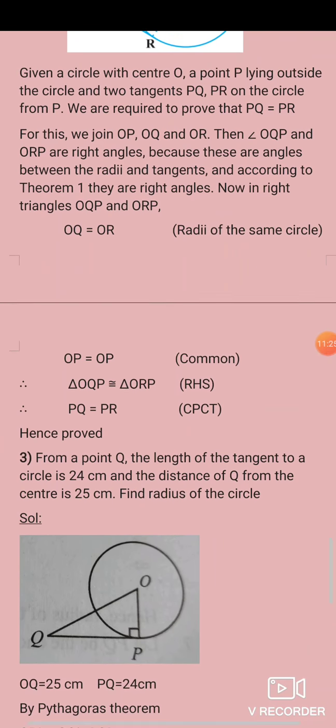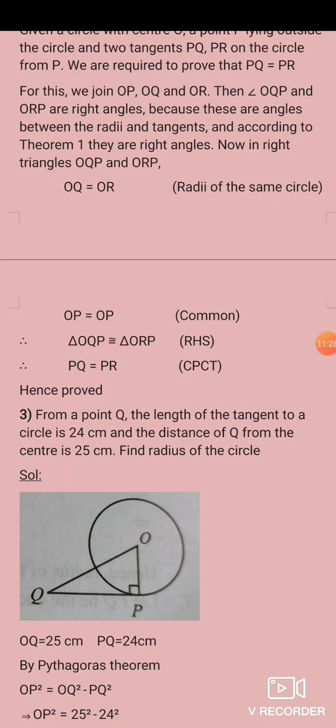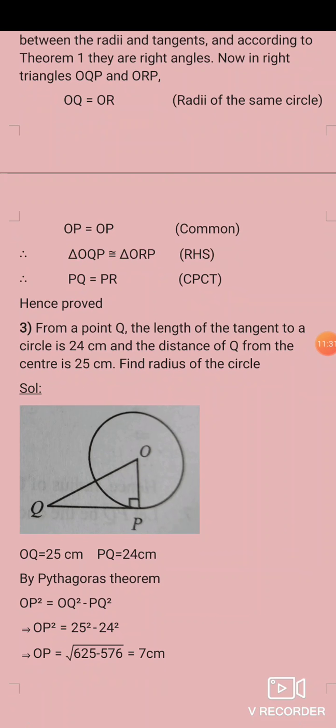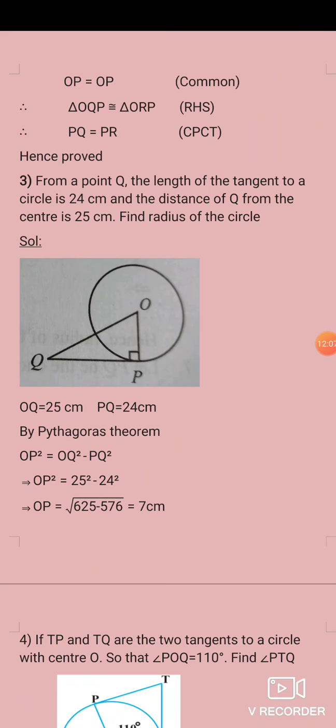Now the next, third question. From a point Q, the length of the tangent to a circle is 24 cm and the distance of Q from the center is 25 cm. Find the radius of the circle. Same type of question. We can apply the Pythagoras property. Here OQ is equal to 25, PQ is equal to 24. How do we find OP? OP square is equal to OQ square minus PQ square. That is 25 square minus 24 square, which is 49. So OP square is 49, then OP is equal to 7 centimeter.